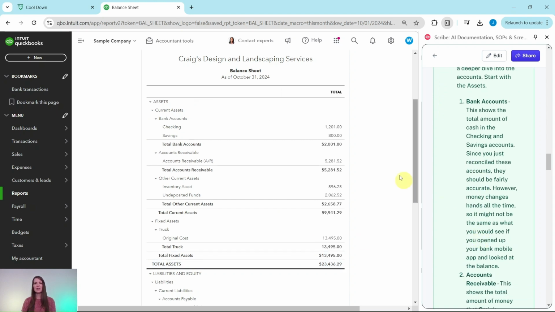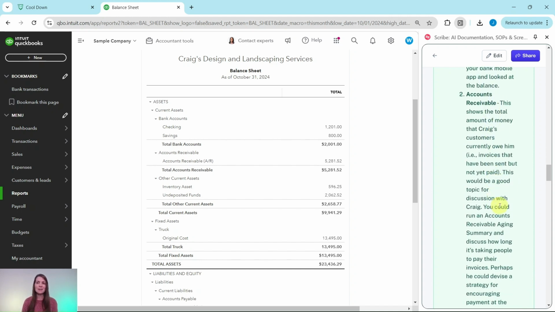The first thing to notice are the bank accounts. This shows the total amount of cash in the checking and savings accounts, as you can see, broken up here. Since you just reconciled these accounts, they should be fairly accurate. However, money changes hands all the time, so it might not be the same as what you see if you opened up your bank mobile app and looked at the balance.